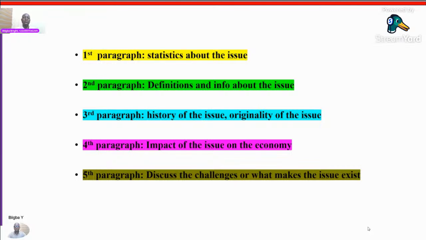Is it because we are not implementing or having support services from government like extension officers influence? Is it because the soil nutrient is just bad, or the rainfall pattern, the climate change, whatsoever? So this is where you must explain why the issue you are investigating exists. What makes it exist as a problem? You see, so you discuss the challenges or what makes the issue exist. And that will be your fifth paragraph.